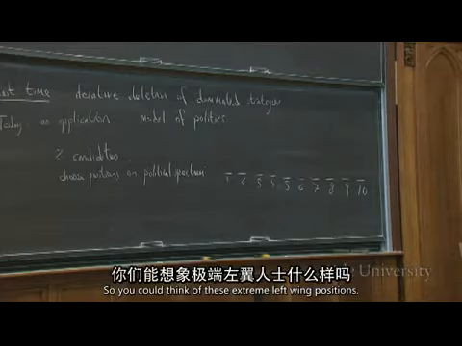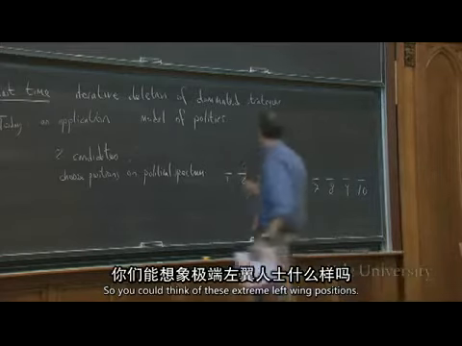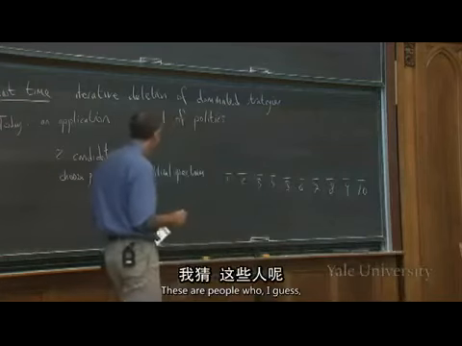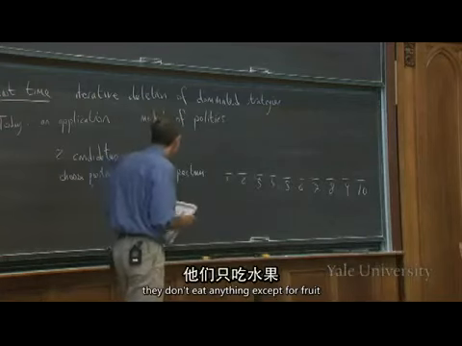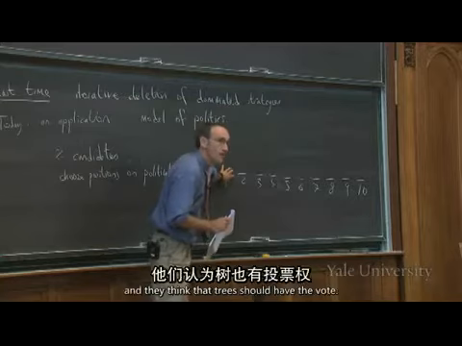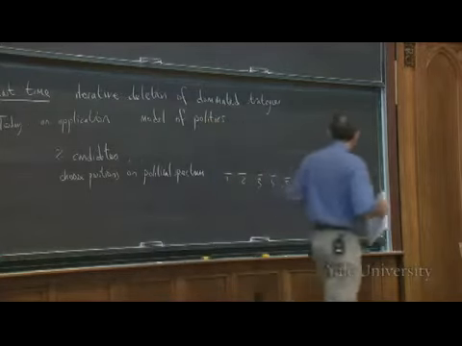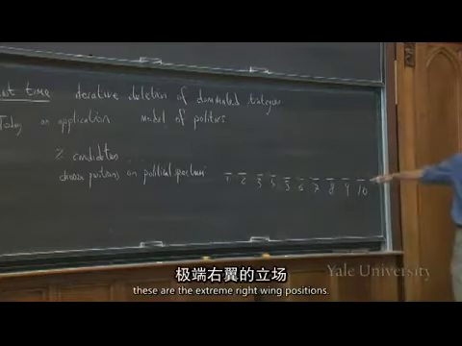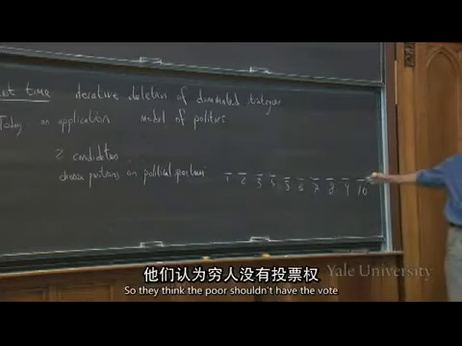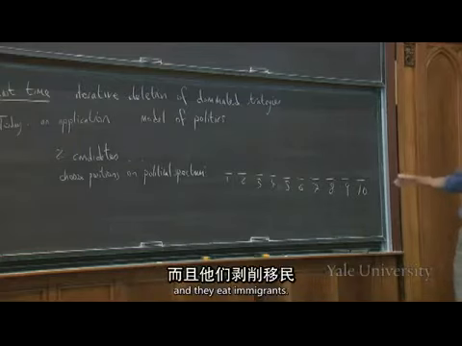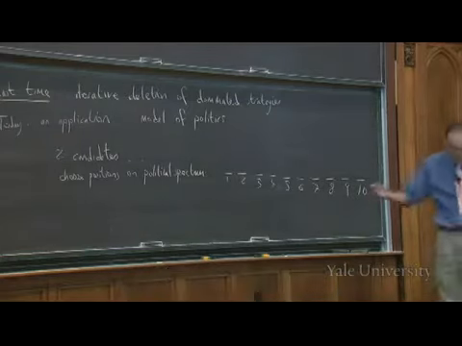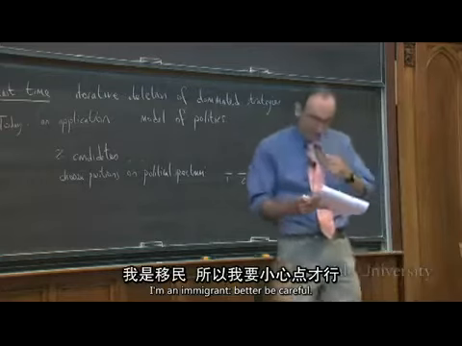You could think of these extreme left-wing positions. These are people who, I guess, don't eat anything except for fruit, and they think the trees should have the vote. And these guys out here, these are the extreme right-wing positions. They think the poor shouldn't have the vote, and they eat immigrants. I'm an immigrant, I don't care.